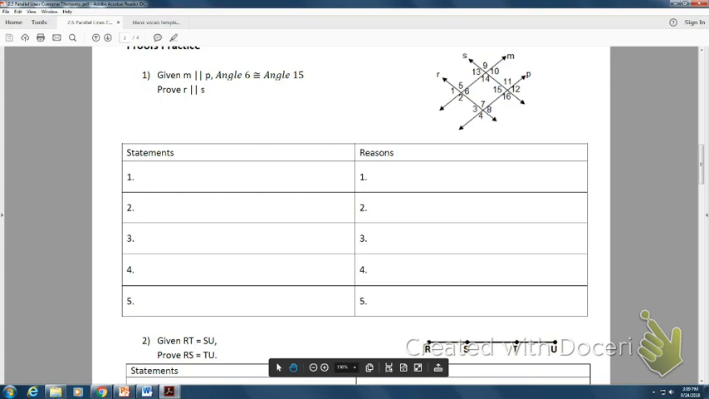Okay, number 1. Given that M is parallel to P, so let's mark that. M is parallel to P, and angle 6 is congruent to angle 15. They're giving us that information. It wants us to prove that R is parallel to S. What's going in my first row? Givens. Do you want to split them up or put them together? Put them together? Okay. If we put them together, we don't need our 5th row, but it's okay.